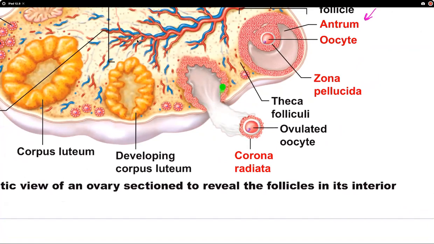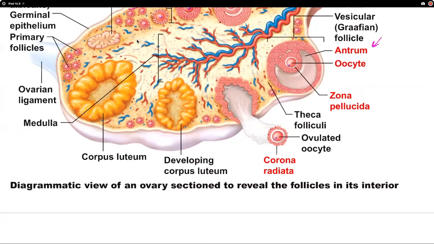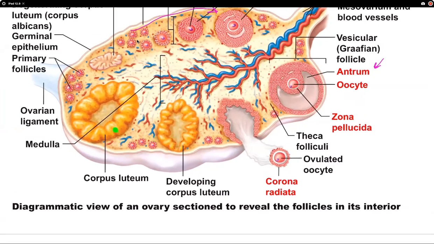The follicular cells will start to atrophy and will form together the yellow body here. This is the corpus luteum. The corpus luteum then remains for 15 days in the ovary, releasing the progesterone that maintains the endometrial lining for the fetus to be implanted.